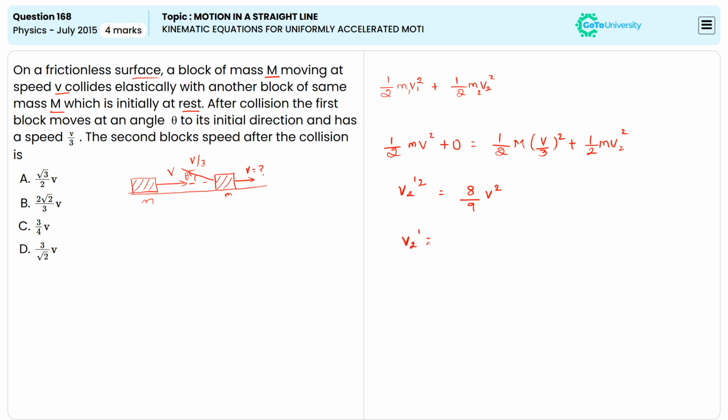v2 dash is equal to root of 8, which we can write as 4 into 2. The root of 4 is nothing but 2, that is 2 root 2, and this we can write as 3 squared. Once I cancel the root and the squares, the final answer is v2 dash equal to 2 root 2 divided by 3. This we can see in option B. Option B is the right answer.